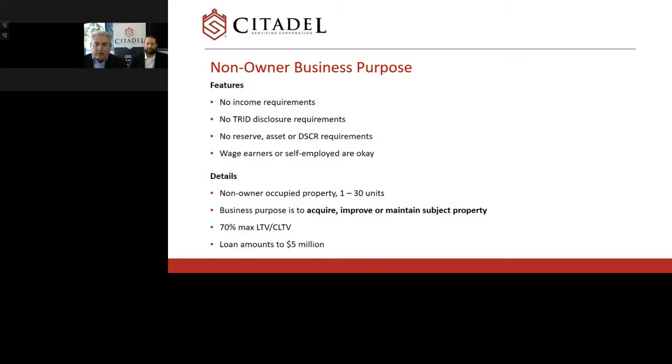And if you're looking to purchase a property, non-owner occupied, you can do it as a non-owner occupied business purpose and avoid TRID, avoid providing income documentation for that property. We'll do this up to loan amounts of $5 million, up to a 70% LTV or CLTV as well.